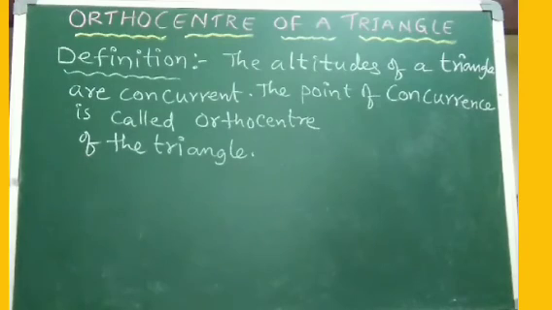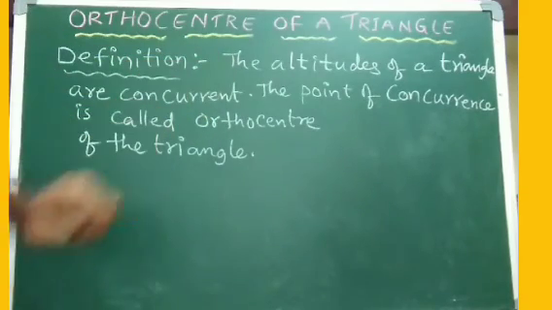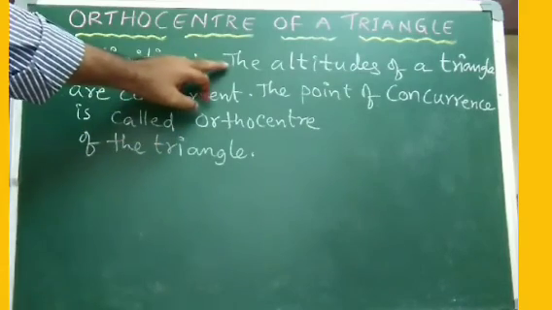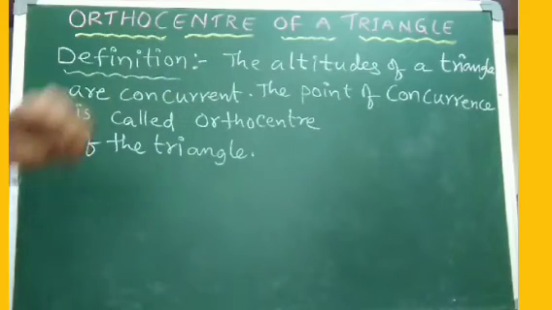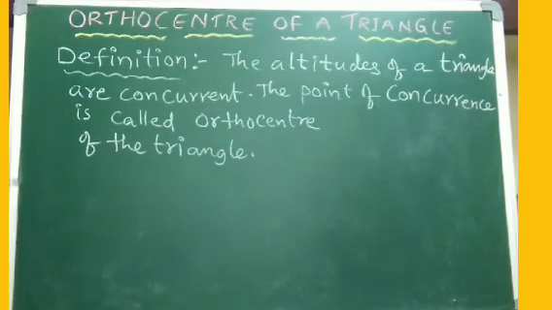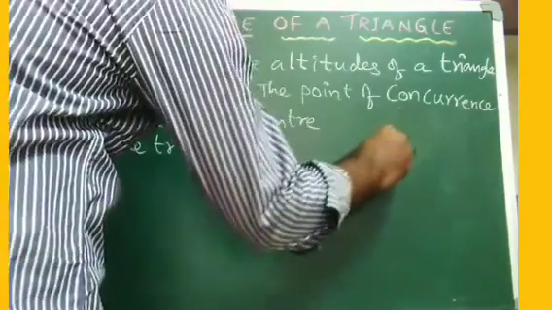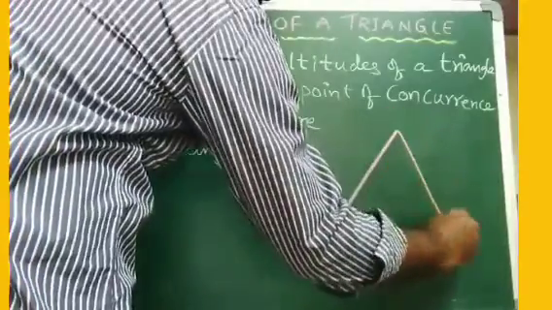So coming to the definition of an orthocenter of a triangle. Look at the definition, everybody. The altitudes of a triangle are concurrent, and the point of concurrency is called the orthocenter. So suppose let it be a triangle ABC.